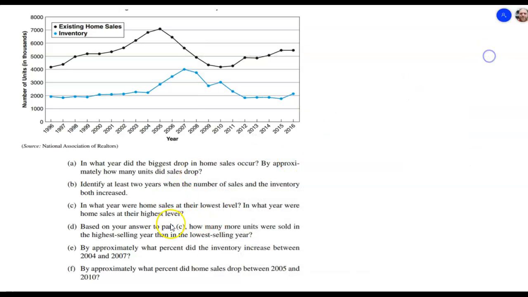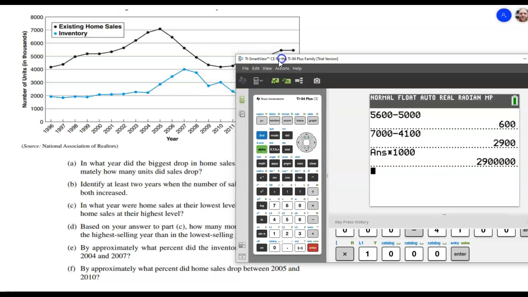All right, the next one here says, by approximately what percent did the inventory increase between 2004 and 2007? So 2004 and inventory. So that's right around, I would say, 2,200. We'll call that 2,200. All right, and then that's 2004. 2007 is right at 4,000. So 4,000, remember, minus, we'll say 2,200 for that one.